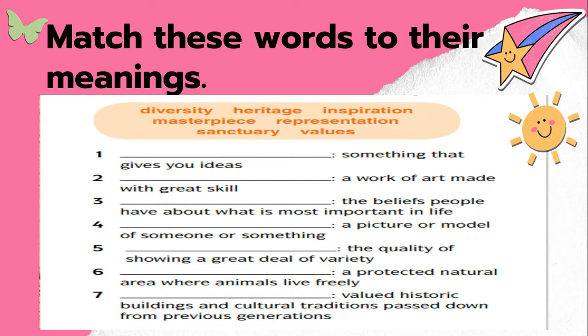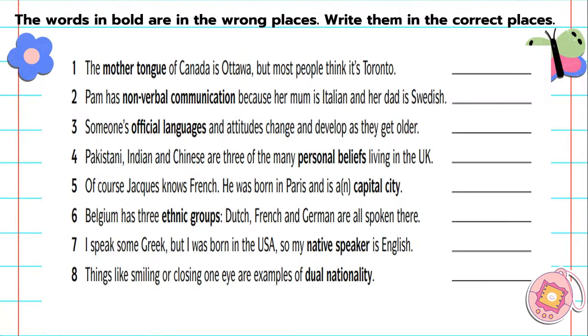Next practice you have to do is: the words in bold are in the wrong places, so you have to write them in the correct places. How to do it? You can see those 8 words in bold. In the 8 sentences there are words in bold. So those words are not in the correct place. Those words are not in the sentences where they should be.